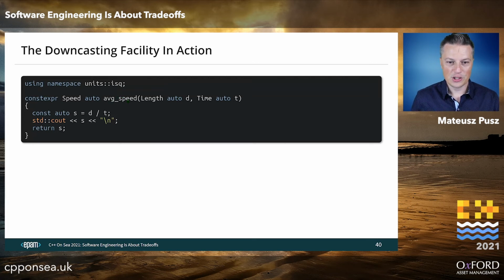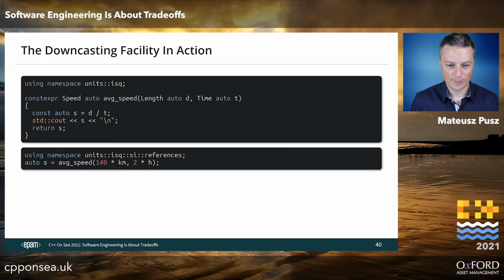For example, if you have an average speed function that takes some length and some time, this is a function template that's constrained by two concepts, length and time. It also returns speed. This function divides the length by the time to get the speed, prints the speed on the screen, and returns the speed to the user, and we are storing the speed here. When we run this application, this printing will print 70 kilometers per hour. It knows that this is speed in the unit of kilometer per hour.